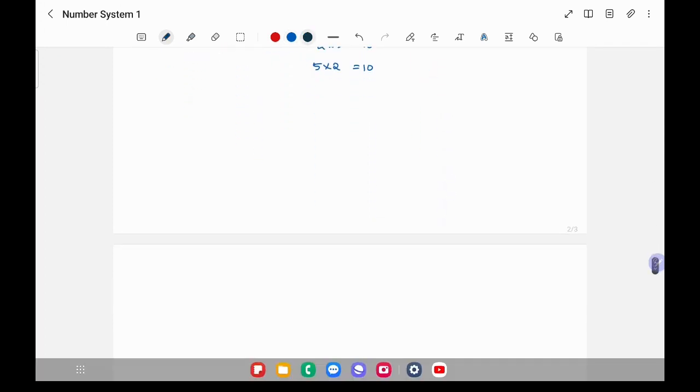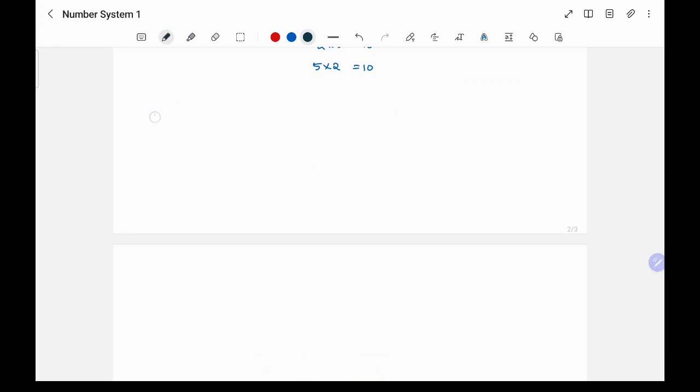So now using these factors and multiples, we can define something called as prime and composite numbers. So first we'll define what are prime numbers. Prime numbers are numbers which have factors of 1 and the number itself.